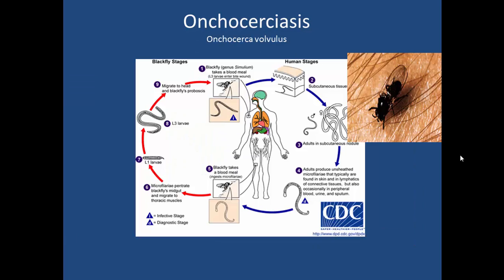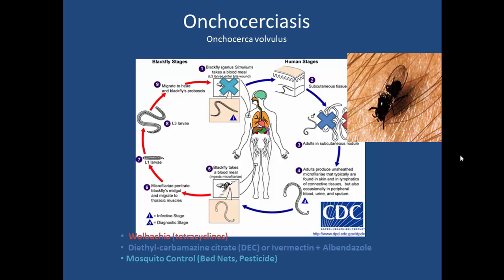Onchocerciasis is actually spread by a black fly, as you can see on the slide here, the fly itself, and it'll typically stay on the riverbeds. Usually within 1 kilometer of the riverbed is where it's usually located. And it also has a simple life cycle, again, a human side, and then the black fly side.